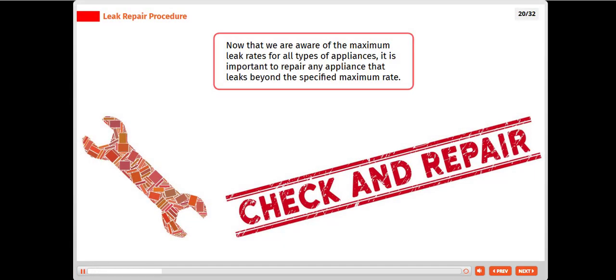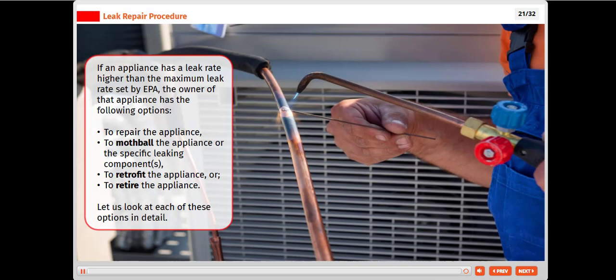Now that we are aware of the maximum leak rates for all types of appliances, it is important to repair any appliance that leaks beyond the specified maximum rate. If an appliance has a leak rate higher than the maximum leak rate set by EPA, the owner of that appliance has the following options: to repair the appliance, to mothball the appliance or the specific leaking components, to retrofit the appliance, or to retire the appliance. Let us look at each of these options in detail.